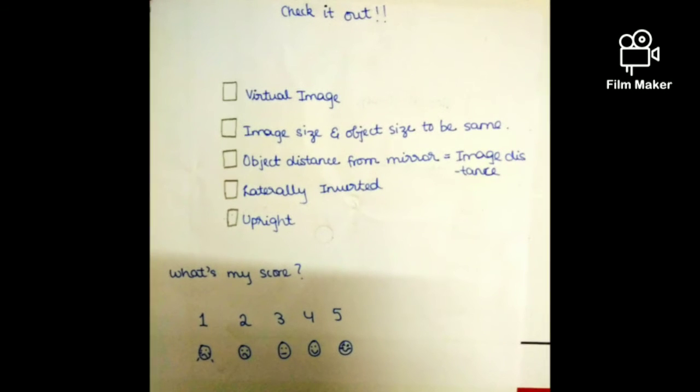Okay, this is the checklist that we are going to follow throughout our test, and the 5 characteristics of the image that is being formed on a plane mirror are listed. One by one, we are going to check each of the characteristics, and then finally we are going to score our checklist. Let's see what our score is.